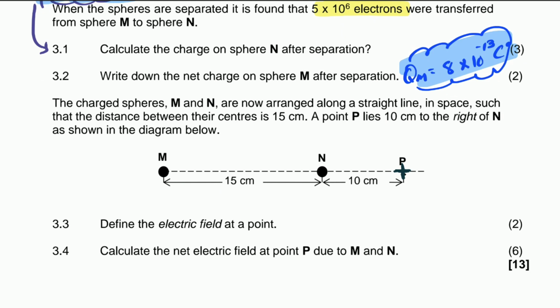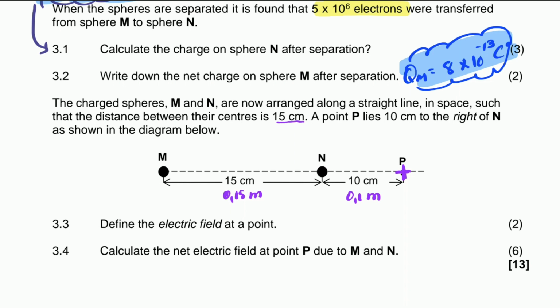The charges M and N are now arranged along a straight line in space such that the distance between the centers is 15 centimeters. Remember, we have to convert to meters. A point P lies 10 centimeters to the right of N. Now remember, the points P are always positive. Points are always positive, as shown in the diagram below. So here the distance, this one, is 0.15 meters, and this one is 0.1 meters. That is important because you need to convert to meters.